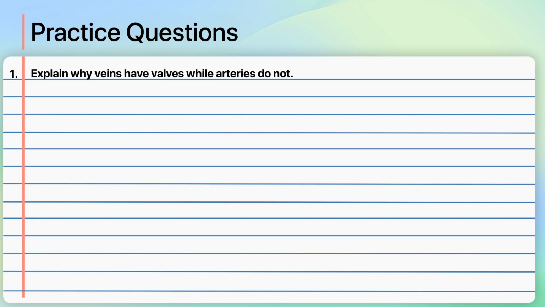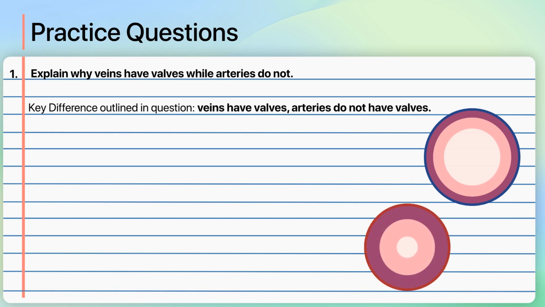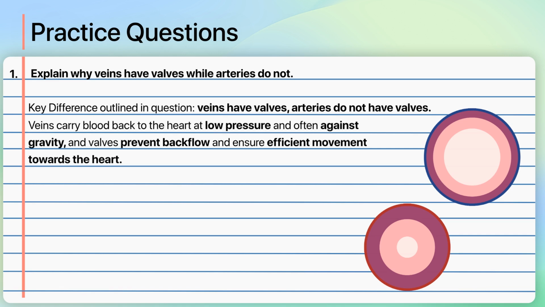First, identify the key difference. Veins have valves, arteries do not. Now apply your understanding. Veins carry blood back to the heart at low pressure and often against gravity, for example, from the legs. Furthermore, valves prevent backflow and ensure efficient movement towards the heart.